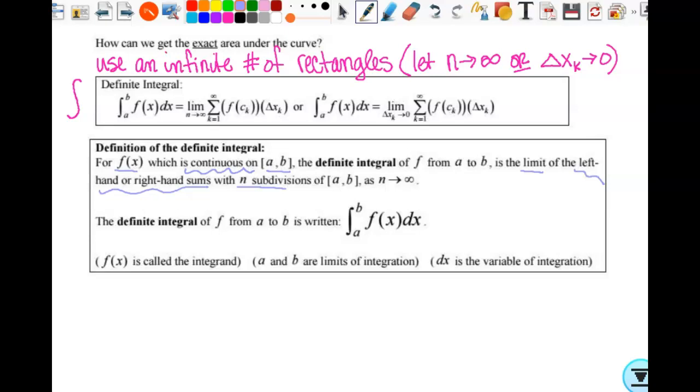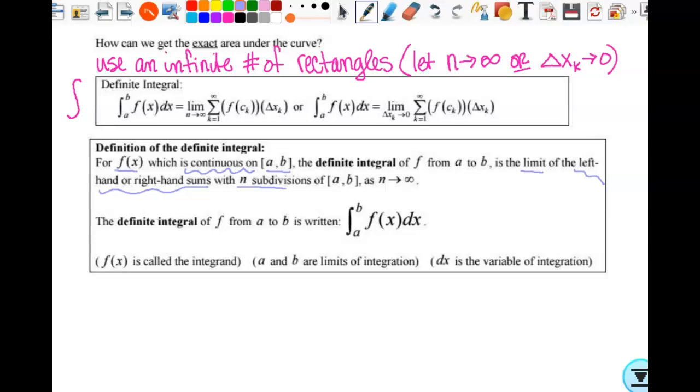And so this is how we write it: integral from a to b of f of x dx. So terminology here. F of x is the integrand. It's what we're integrating. A and b are the limits of integration. Dx is the variable of integration. It's just the change in x. That's all it is. All that good so far?